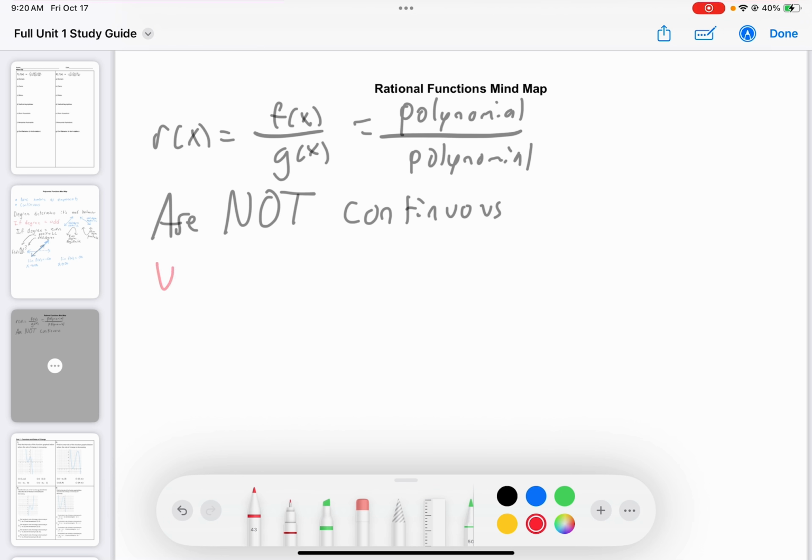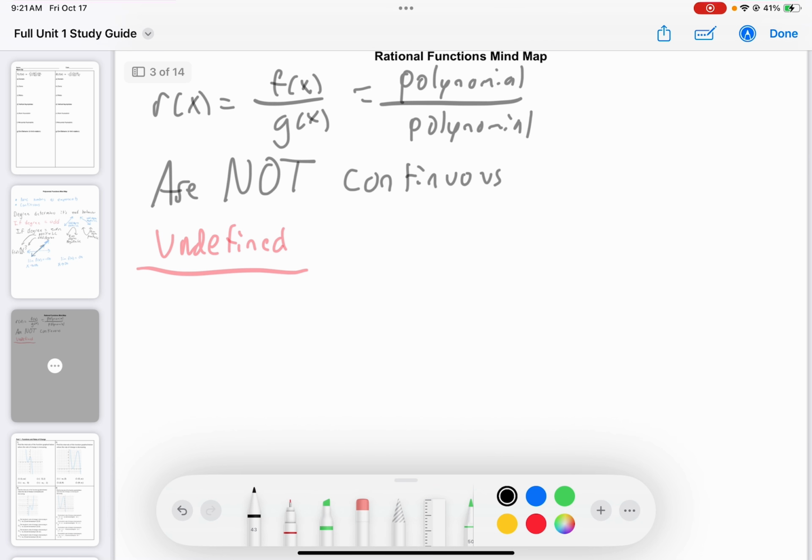So let's talk about where these functions are undefined. Well, they're going to be undefined anywhere where we get 0 in the denominator, because you cannot divide by 0. If we get 0 in the denominator under any circumstances, then it is undefined in that spot. All right? And whether it's a hole or a vertical asymptote, let's talk about it.